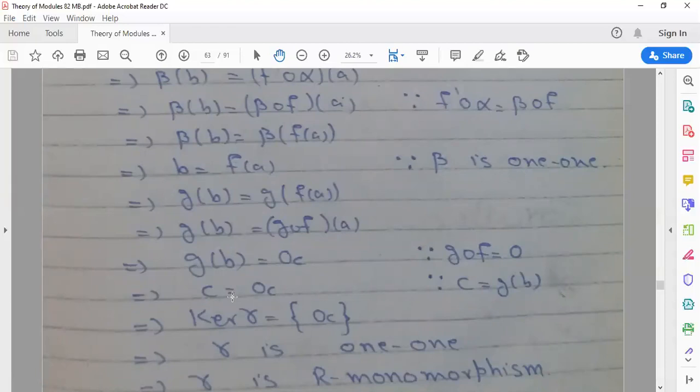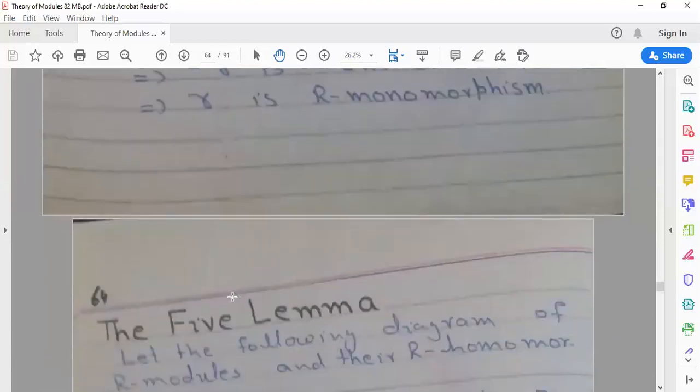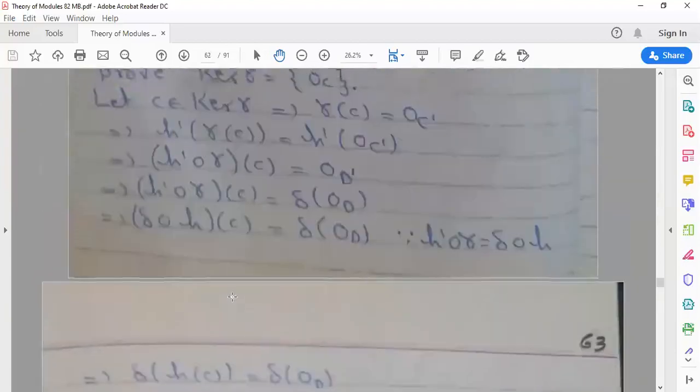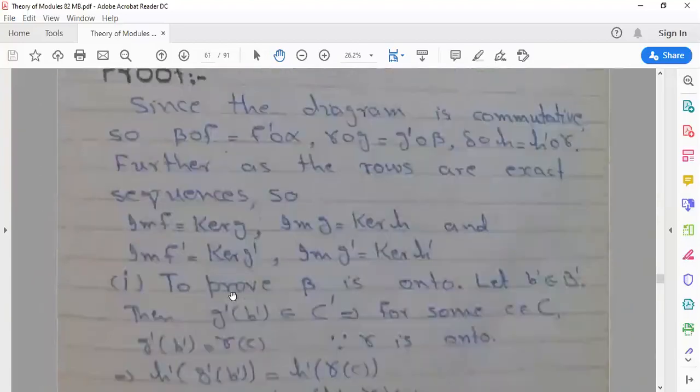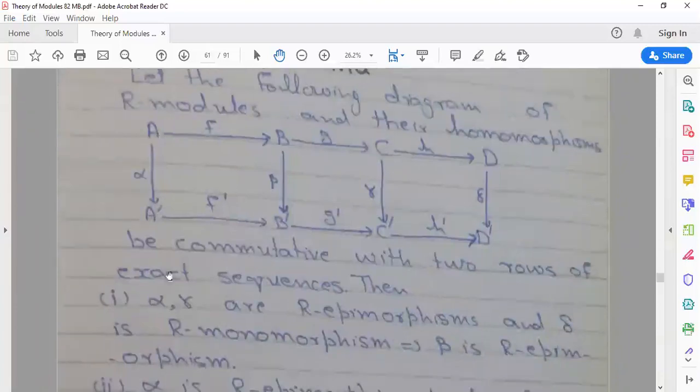So gamma is 1-1 and gamma is a monomorphism. So this is a very well known result. Basically in this theorem we have used what is known around these diagrams. If you have understood this, then the proof is not difficult. Basically we have proved that beta is 1-1.